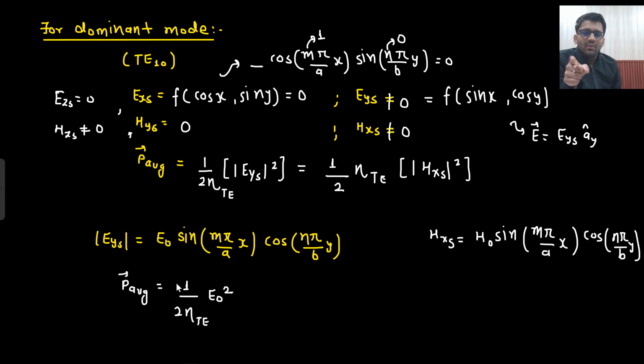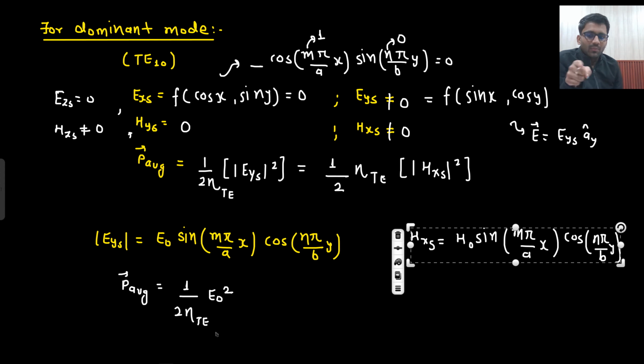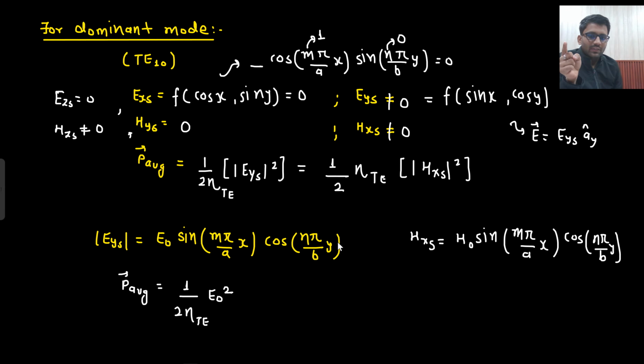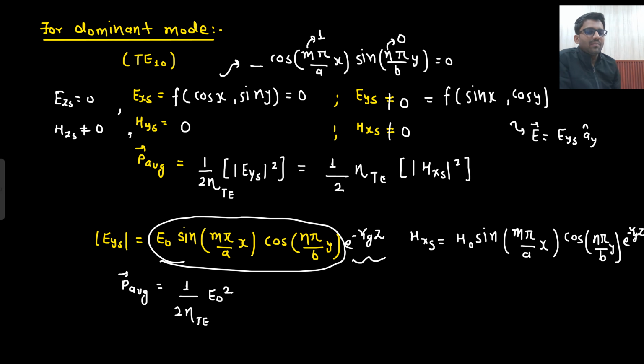Really sorry, here what did I do? Here we are writing the mod of EYS, no? So one error I did here. We are writing the mod of EYS. First thing is that here e to the power minus gamma z will also come, because the wave is propagating in the plus z direction. Also, if you talk about the magnitude, then this magnitude will be there, no? This is the magnitude only. Here there is no time term. This shows propagation. If you talk about the magnitude, then this will be the magnitude, no? So here I am writing the magnitude as E naught. That is wrong.